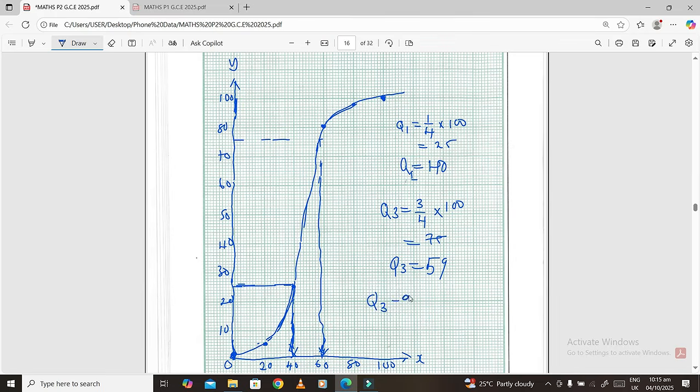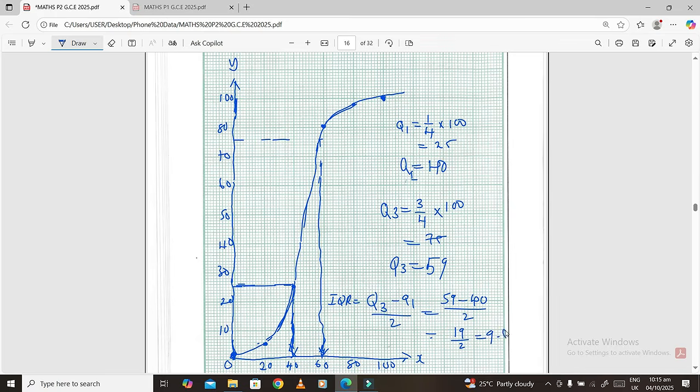So you're going to say Q3 minus Q1, that is the interquartile range. It's Q3 minus Q1 over 2. So it's 59 minus 40 over 2. This will be 59 minus 40, which gives us 19. So this is 19 divided by 2, which gives us 9.5.